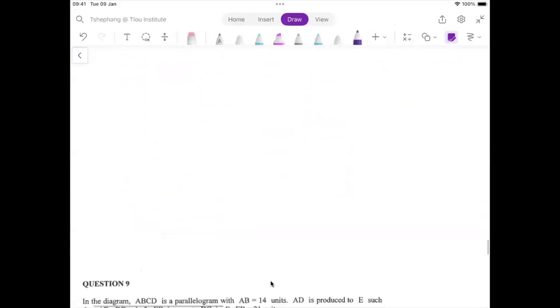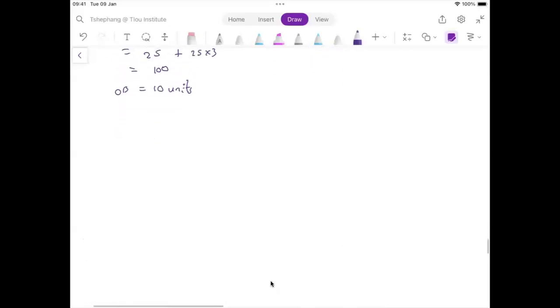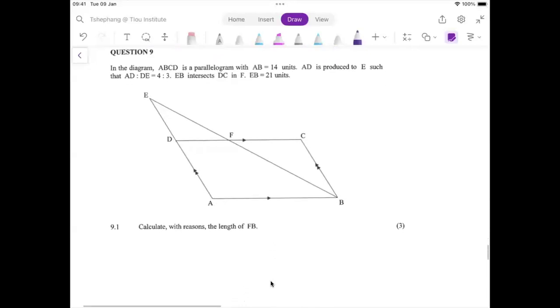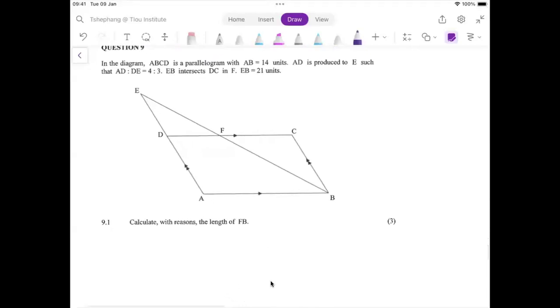Moving on. In the diagram, ABCD is a parallelogram with AB equal to 14 units. AD is produced to E such that AD over DE is equal to 4:3. EB intersects DC in F. EB is equal to 21 units. Calculate, with reasons, the length of FB.